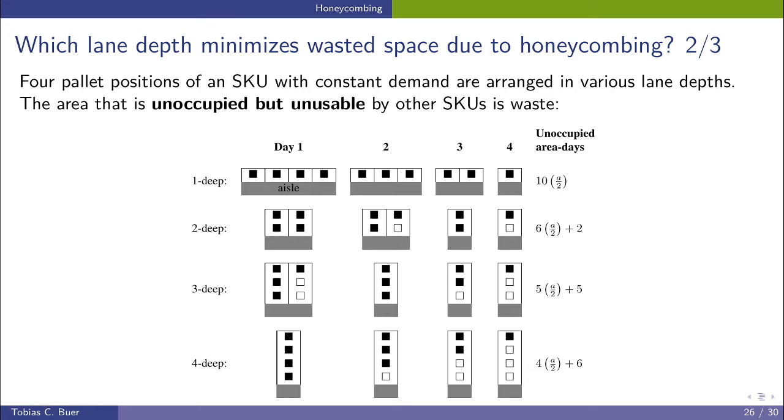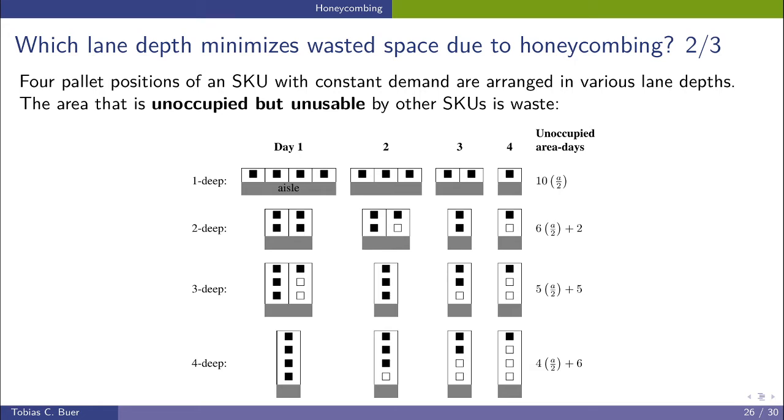How does it work for the 4 deep case? For the 4 deep case, you see that we have 4 lanes in use. That means 4 times A over 2 is the wasted aisle space. And then we have 6 pallet positions, 1 on day 2, 2 on day 3, 3 on day 4, that are not used. So the unoccupied area is 4 times A over 2 plus 6 unoccupied pallet positions.